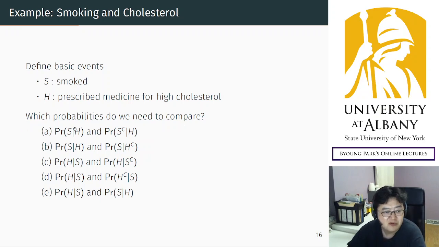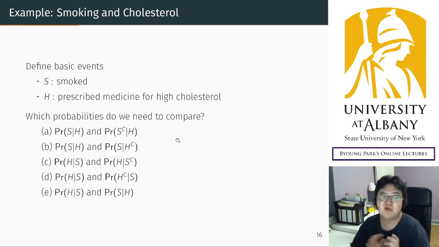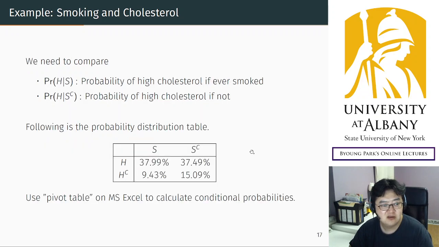Remember, the event that comes after the bar is the condition. So this probability should be interpreted as the probability of smoking given high cholesterol, and superscript C is the complement. So think about this, it's a really, really important question. You should answer this. Three, two, one.